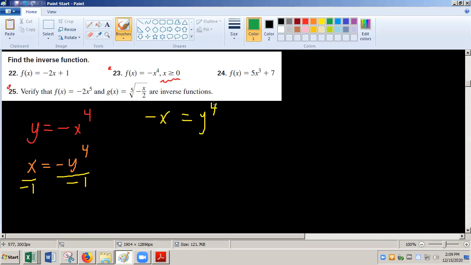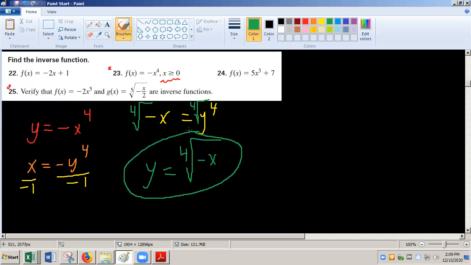From here, I want this y to the 1st, so I'm going to take the 4th root. And so I'll take the 4th root here as well, and I get y is equal to the 4th root of negative x. And we're good to go. Any questions on this one? Perfect.